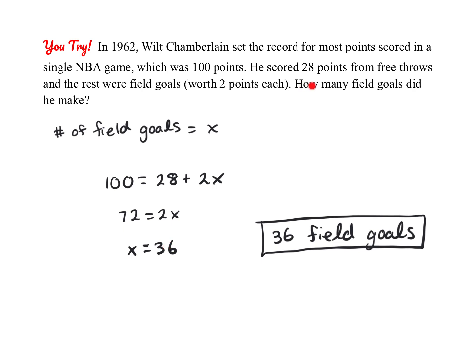They are asking us to find how many field goals he made, so I defined the number of field goals as X. You could use whatever variable you want. So the total points is 100, and that was comprised of the 28 points from free throws plus 2 times X, because each field goal is worth 2 points, and that allows you to solve for X, and it should get 36 field goals.